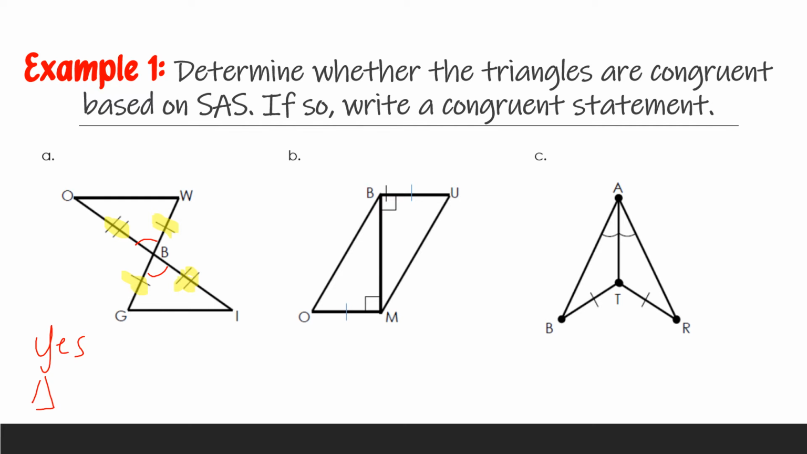So when we do our congruent statement, we just need to be very careful. I'm going to do triangle BOW is congruent to triangle BIG.